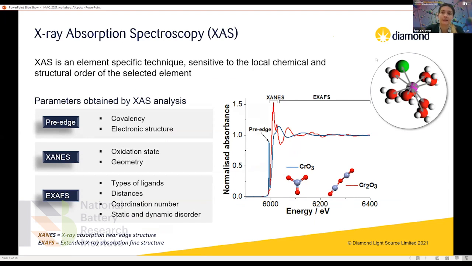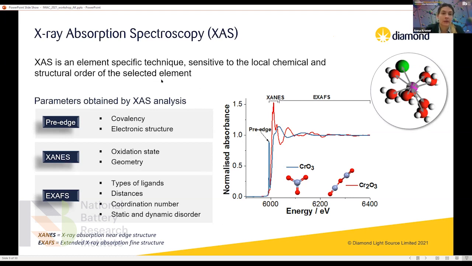So X-ray absorption spectroscopy, this is a technique I specialize in at Diamond, and this is an element sensitive method. What I mean by that is that if we select an atom of chromium, we can probe the elements around it, so all the neighboring atoms. We can probe the distance between them and also how many of those neighboring atoms are present. We can also study the geometry and oxidation state of the selected element.